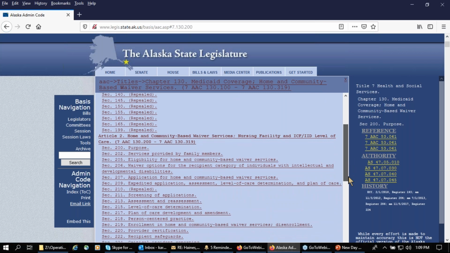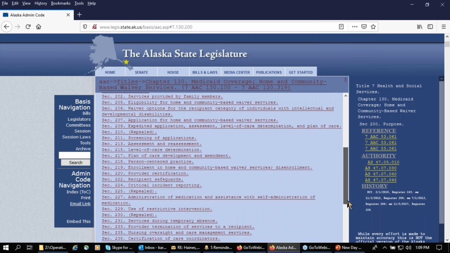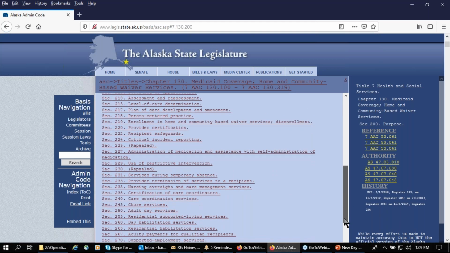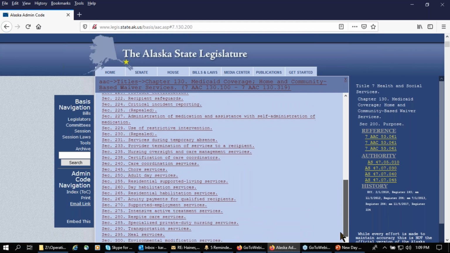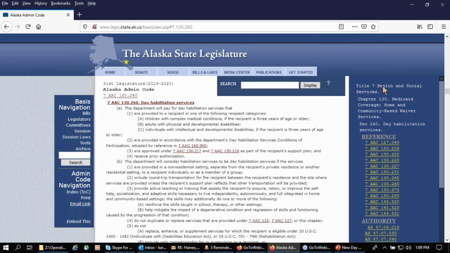So I'm going to scroll down until I see day habilitation. You'll see the actual services more towards the end of the list. Okay, so here's day habilitation right here. All right, so we can click on that. And that is how we find our day habilitation regs. These are the current ones that we're teaching to today, posted in the register.